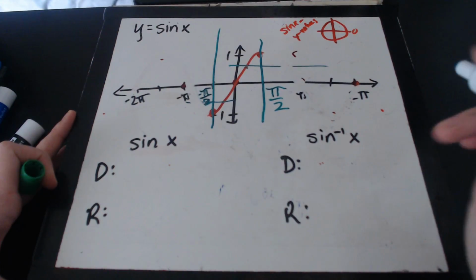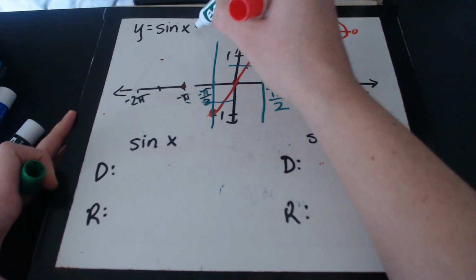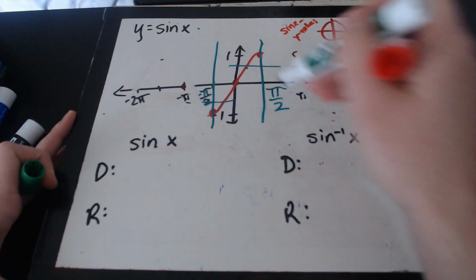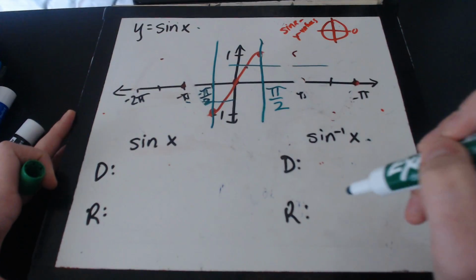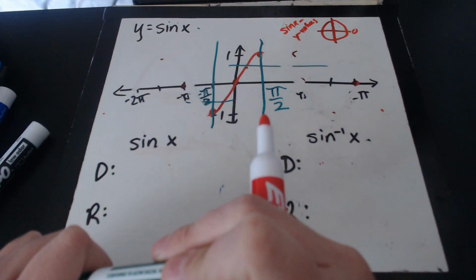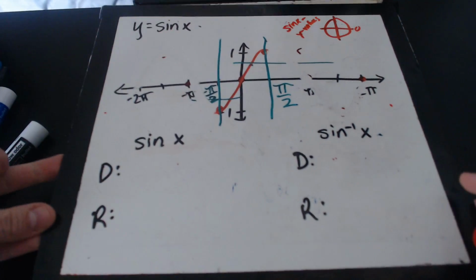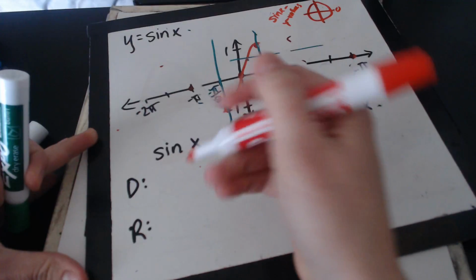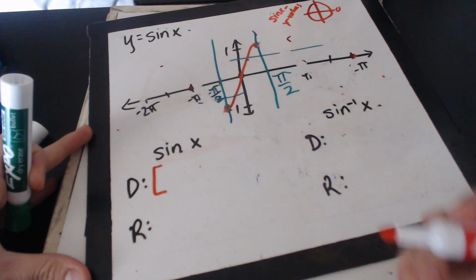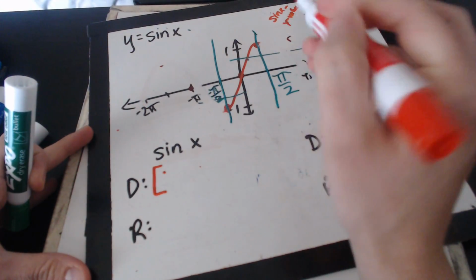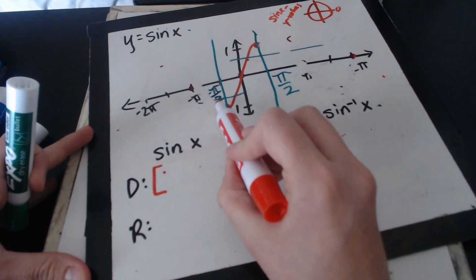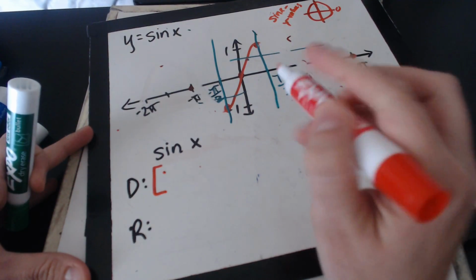So if I'm talking about sine of x, and I want sine of x to actually have an inverse, I have to restrict the domain. I have to make the domain only certain values between negative pi over 2 and pi over 2. We did this when we talked about x squared and the square root of x as well. Okay, so now if I go down here and I write my domain of sine, okay, it is going to be from negative pi over 2 to pi over 2.